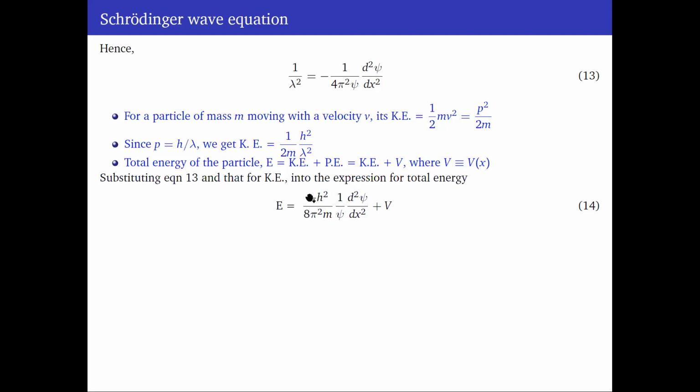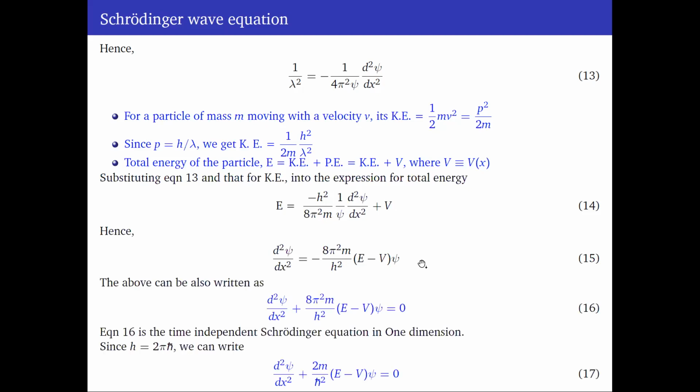In the next steps, all I'm going to do is a rearrangement here and get an expression for d square psi by dx square. I'll get it as minus 8 pi square m by h square into E minus V into psi. Let me rewrite it in another way, or bring this right hand side term to the left hand side and write it as an equation: d square psi by dx square plus 8 pi square m by h square into E minus V into psi is equal to 0.